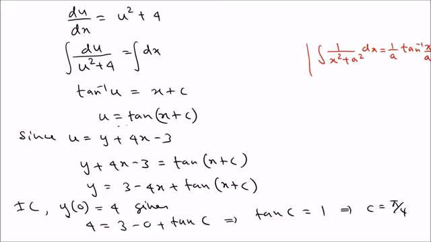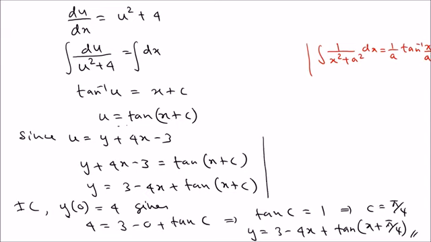That means you can plug that in, and you can write one solution as 3 minus 4x plus tan x plus pi over 4. In the general solution, we know that for tan you need to add k pi. So that's going to give you all the possible solutions, because we know that tan has the period pi, so you're going to add multiples of pi. Okay. Good. So that's the solution.